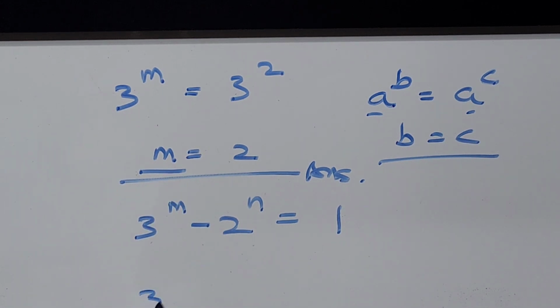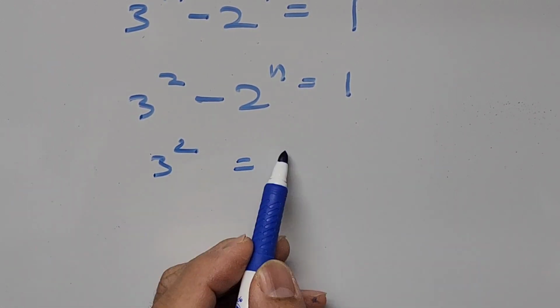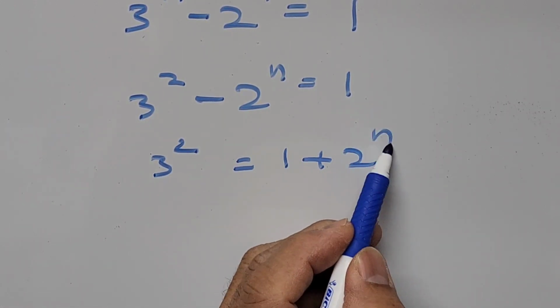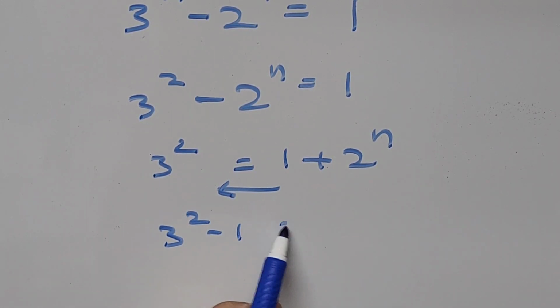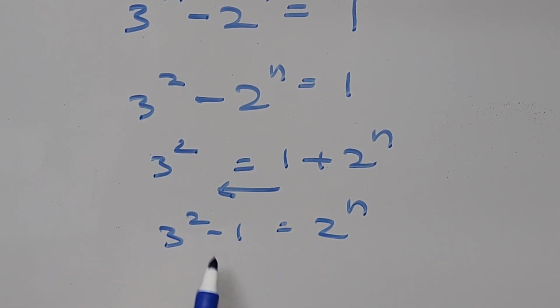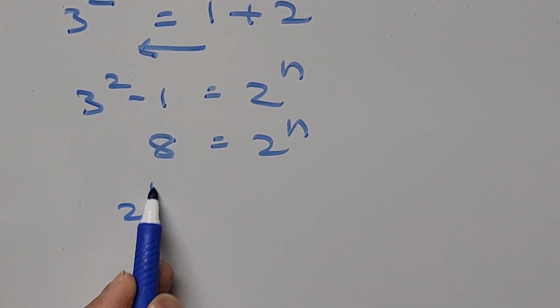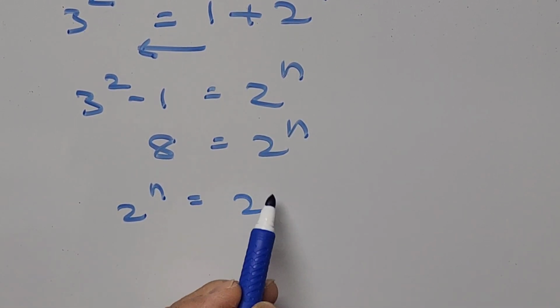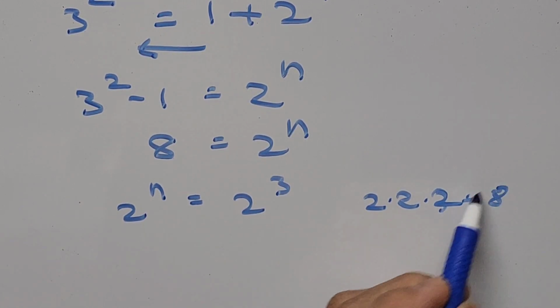So we have 3 to the power of 2 minus 2 to the power of n equals 1. Simplifying this equation, 3 squared equals 1 plus 2 to the power of n. And in here, transposing 1 to the other side, 3 squared minus 1 equals 2 to the power of n. 3 squared is 9, minus 1 is 8, equal to 2 to the power of n. Now we switch the terms. 2 to the power of n equals 8, which can be written the same way as 2 cubed, and 2 cubed is equal to 8.